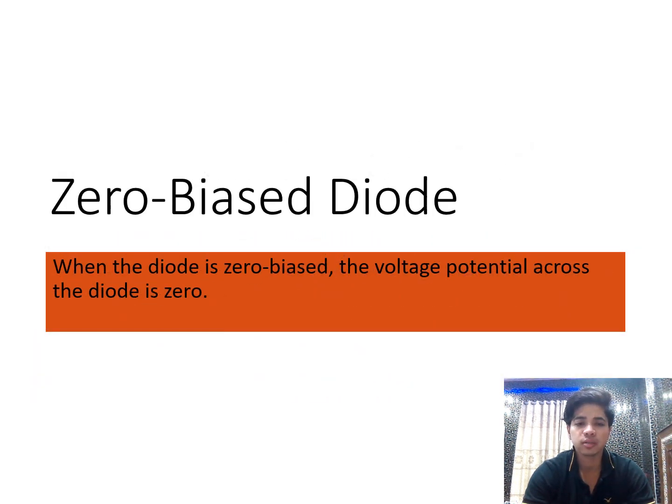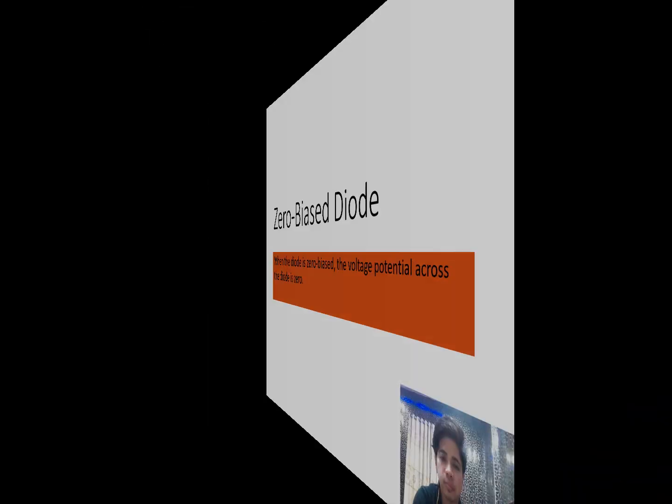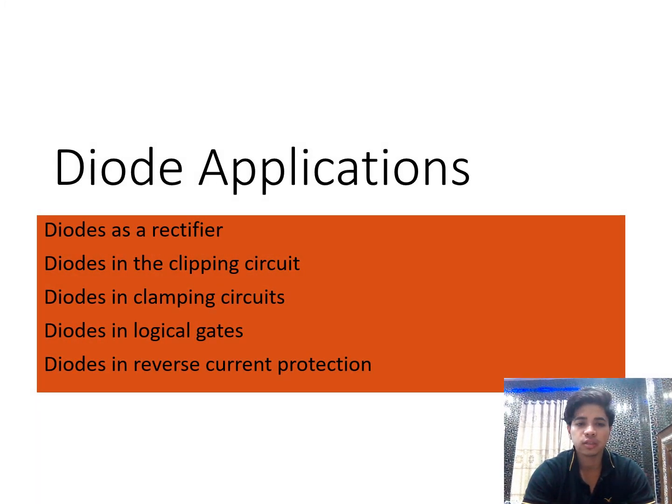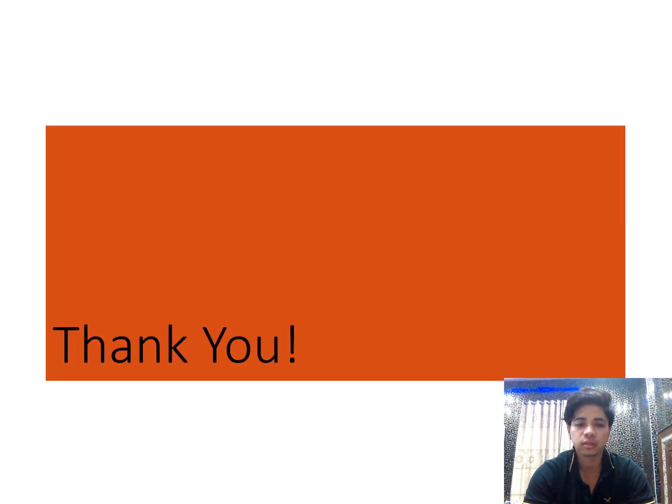Zero bias diode. When the diode is zero bias, the voltage potential across the diode is zero. Diode applications: diode as a rectifier, diode in the clipping circuit, diodes in the clamping circuits, diodes in logic gates, diodes in reverse current protection.